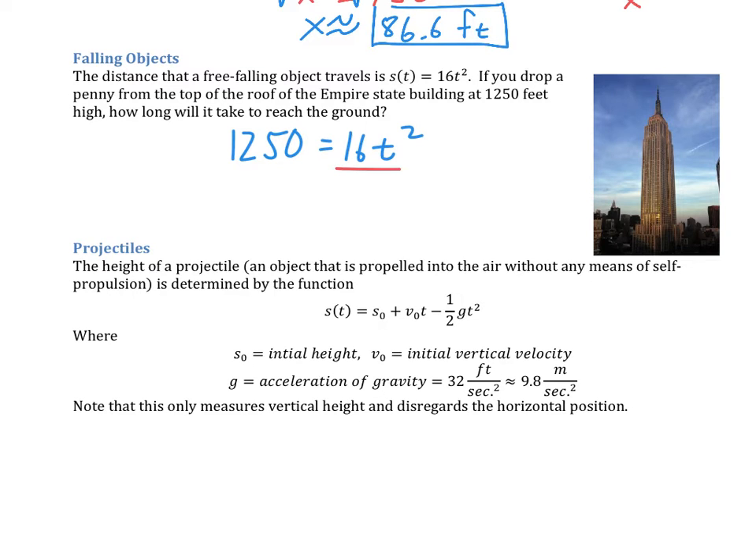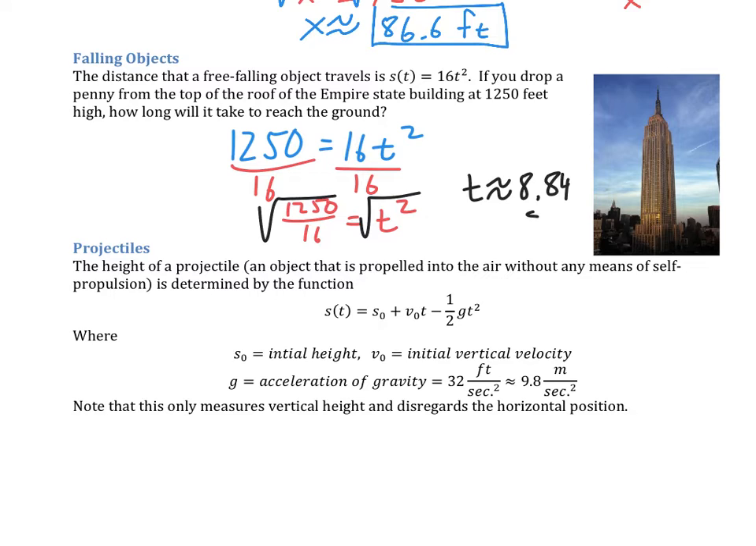So let's find out. I'm kind of interested. If we divide by 16, I'm just going to leave it as 1250 divided by 16. And that equals t squared. And so we'll just square root that to get our final answer. And we get t is approximately 8.84 seconds. All right. So you have 8 seconds to say, watch out, even though no one will ever hear you down below.